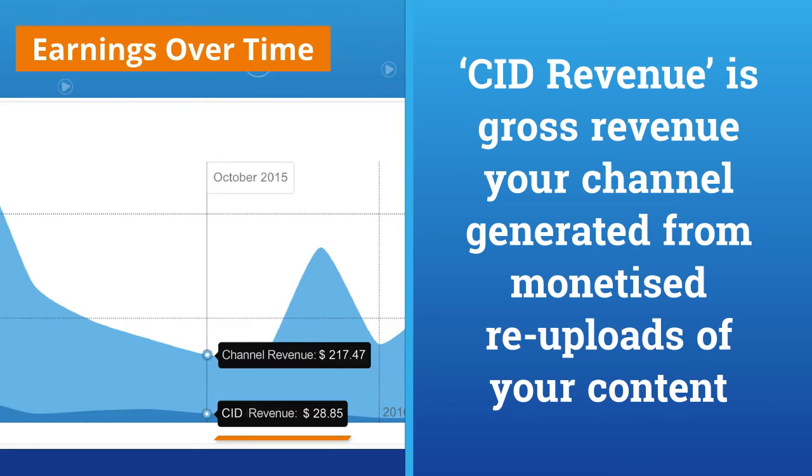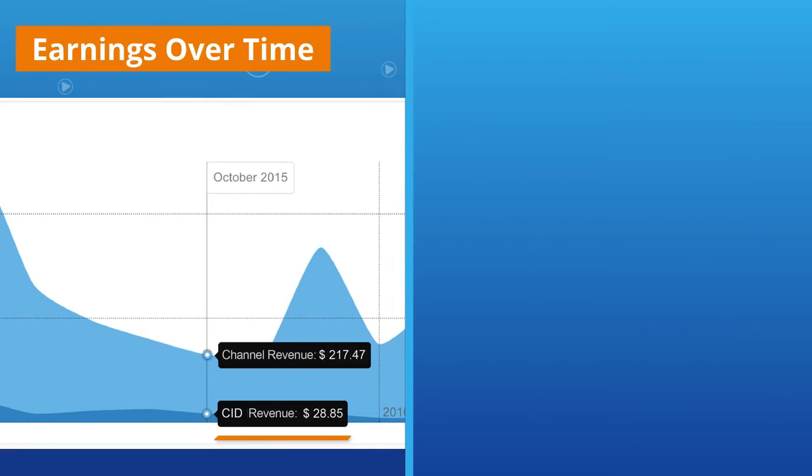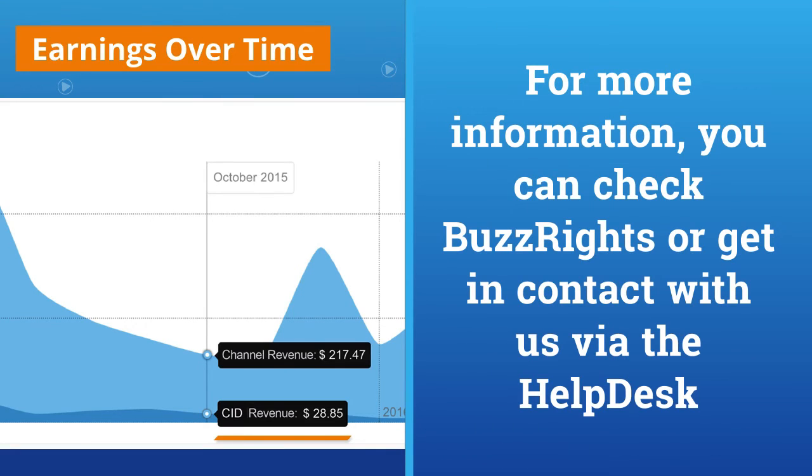Content ID is a digital rights management system that we use to identify, protect, and monetize re-uploads of our creators' videos. For more information about digital rights management, check our Buzz Rights in your dashboard or get in contact with us via the help desk.